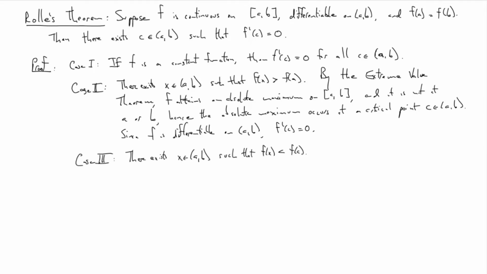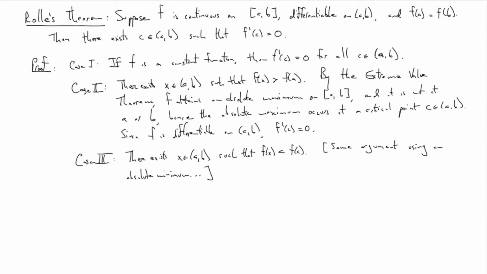And then finally, there's the third case. It doesn't necessarily have to be true that there's some x in the interval from a to b where f of x is greater than f of a. But if that's not the case and the function is not constant, then that means there is some x in the interval from a to b such that the function value at x is less than the function value at a and at b. Well, in that case, we make the same argument that we made for case 2, except that we use an absolute minimum instead of an absolute maximum. And there has to be an absolute minimum. It can't occur at the endpoints, and so it must occur at a critical point, and at that critical point, the derivative is 0. And so that completes our proof of Rolle's theorem.